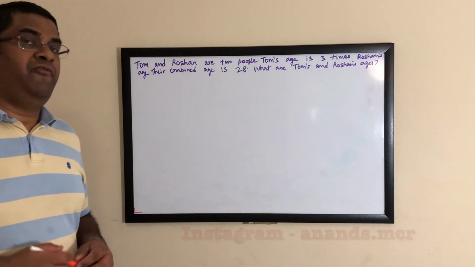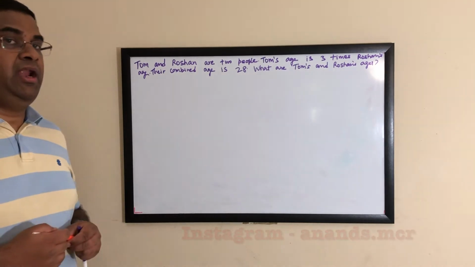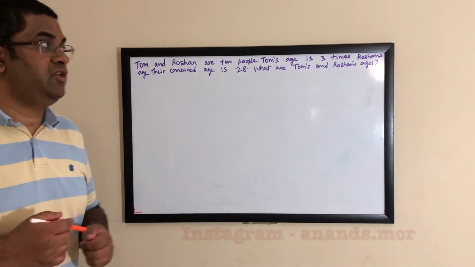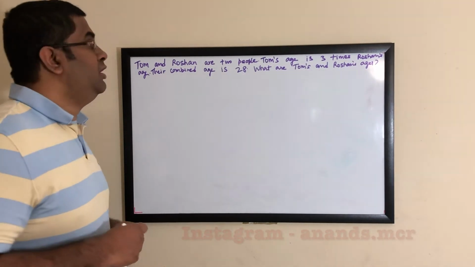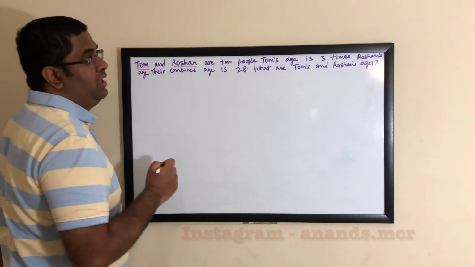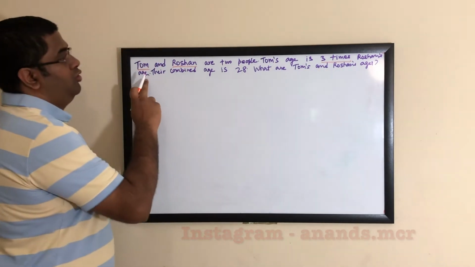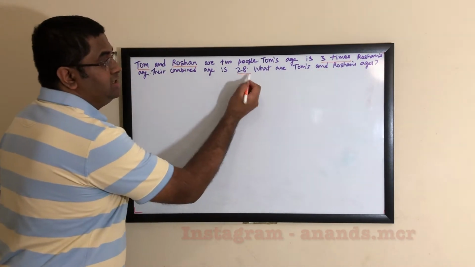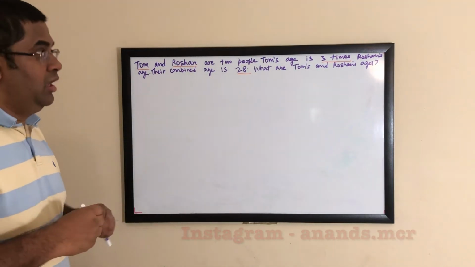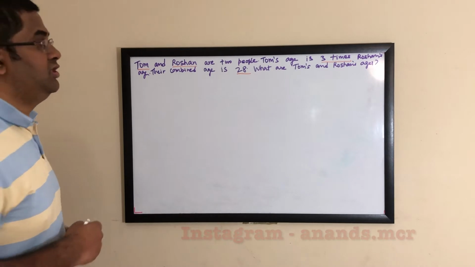In this problem, one of the first things that we have to do is let us actually start by underlining the key pieces of information that are available in the problem. So we know there are two people, Tom and Roshan, and Tom's age is 3 times Roshan's age and their combined age is 28. Now let us go on to solve this problem.